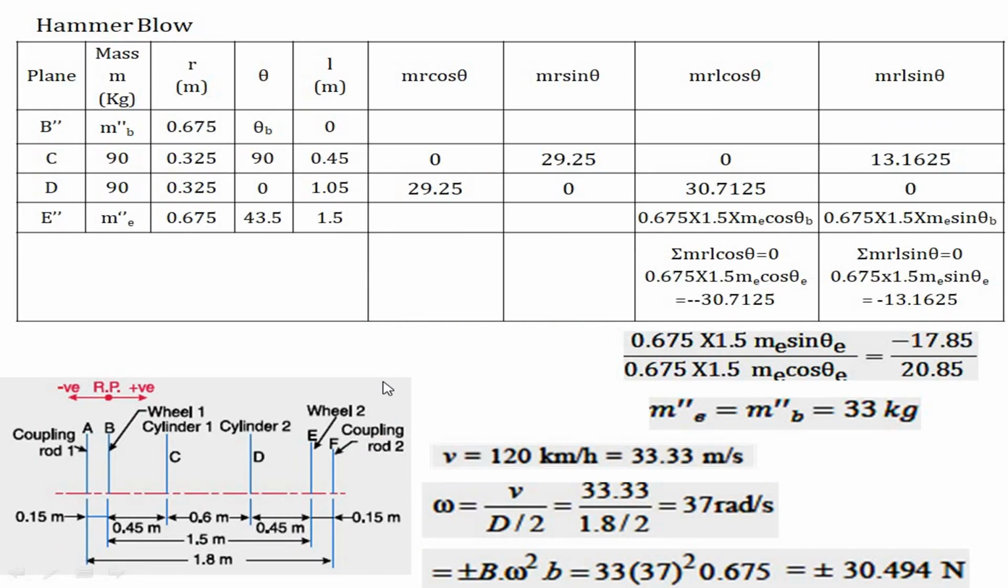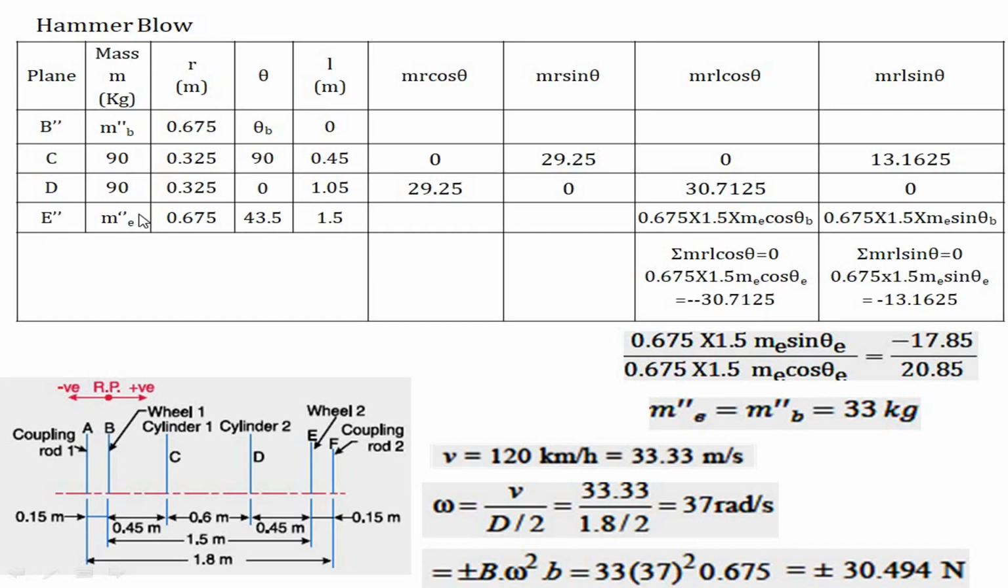Now we are going to determine the value of hammer blow. To determine the value of hammer blow, we can neglect these two planes, plane A and plane F, right? So we are going to deal with four planes, that is B, C, D, E. Double dash has been used for hammer blow only, right? So we are going to get the value of MB and ME over here. MB and ME are going to represent the mass required to balance the reciprocating parts only.